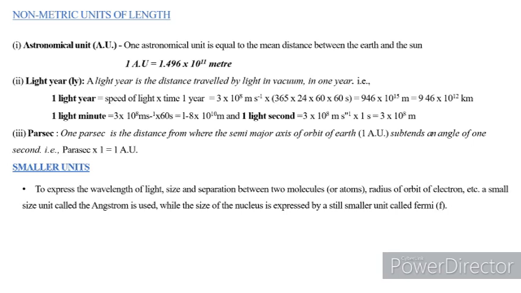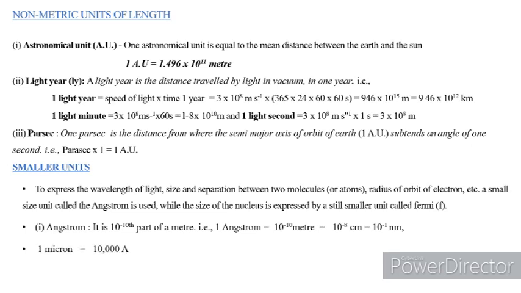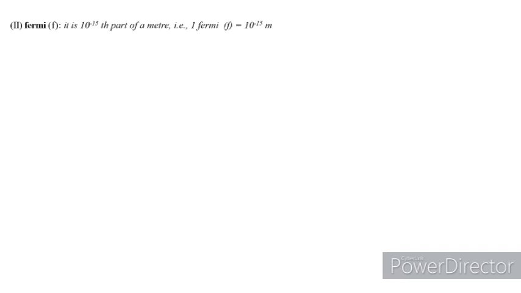Similarly, smaller units are there to represent the wavelength of light and the size and separation of particles and molecules. They are called angstrom as well as Fermi. What is known as angstrom? Angstrom is the 10 raised to minus 10 part of a meter, that is 10 raised to minus 10 meters. Very small. And 1 micron is 10,000 angstrom, and 1 nanometer is 10 angstrom. So it is very short. And you see Fermi also. Fermi is 10 raised to minus 15 meters, even shorter.